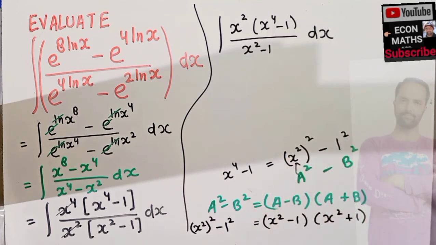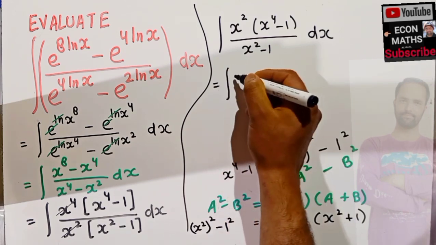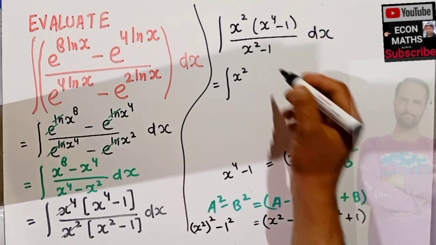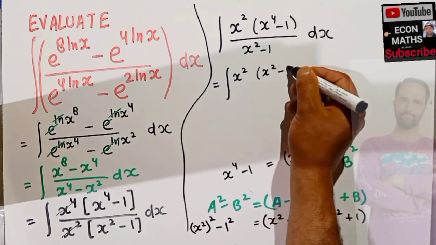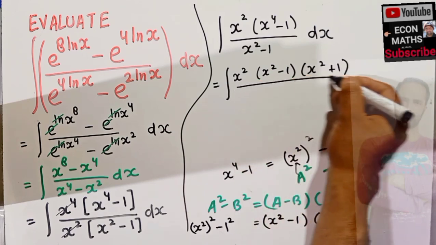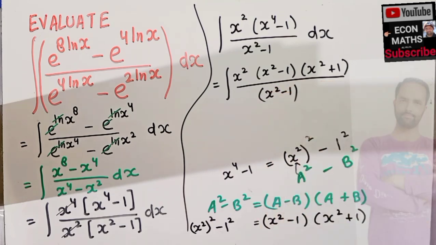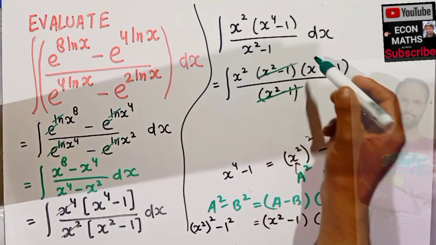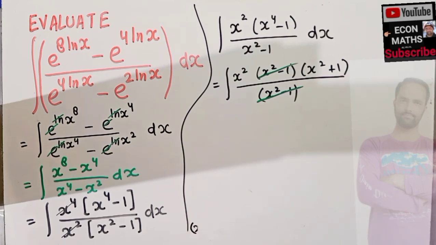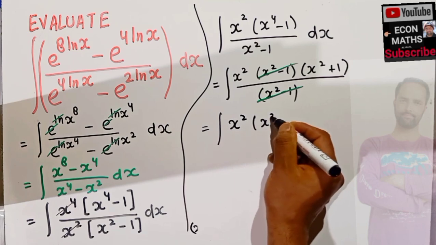So in place of this x raised power 4 minus 1, I can write it in this fashion, that is, x square minus 1 x square plus 1, in the denominator we have x square minus 1. So this x square minus 1 gets cancelled, we are left with x square and x square plus 1.